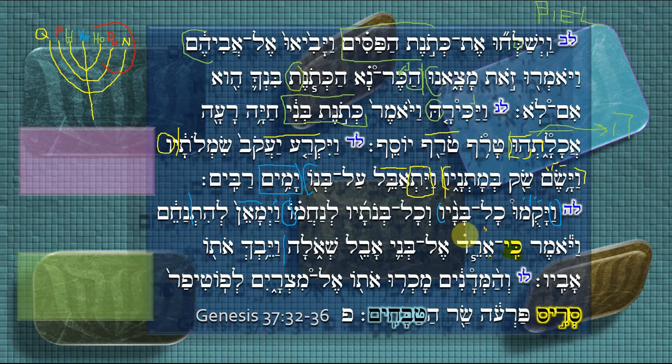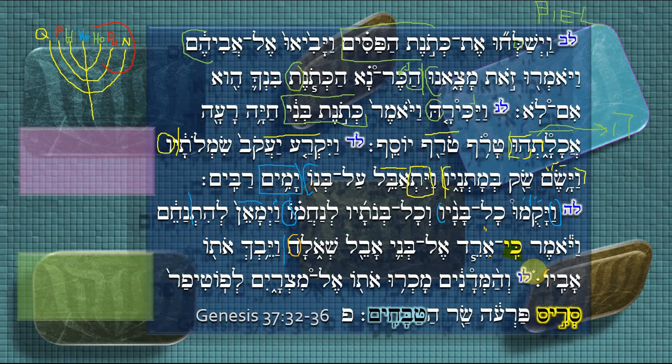This is an imperfect. I will go down, el, unto beni, my son, avel, mourning, as a parent mourns for a child, she'ola, towards Sheol, towards the grave. Vayevk oto, and he cried about him, aviv, his father. So that's the subject.